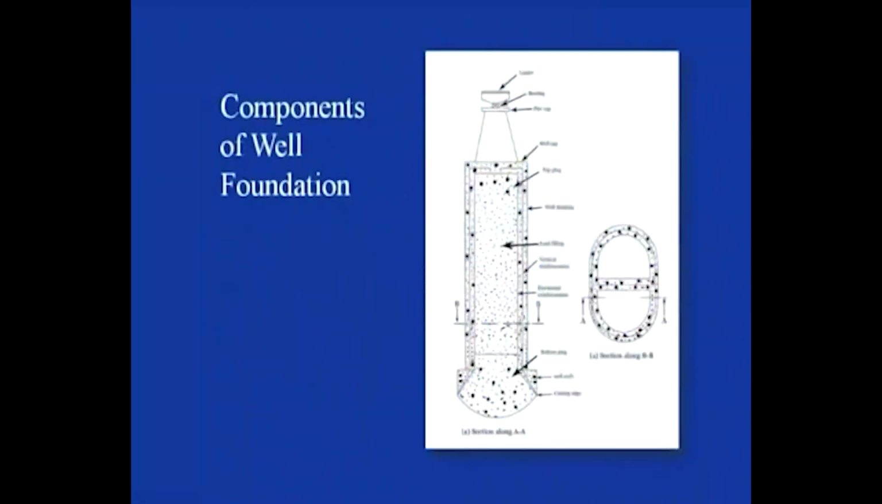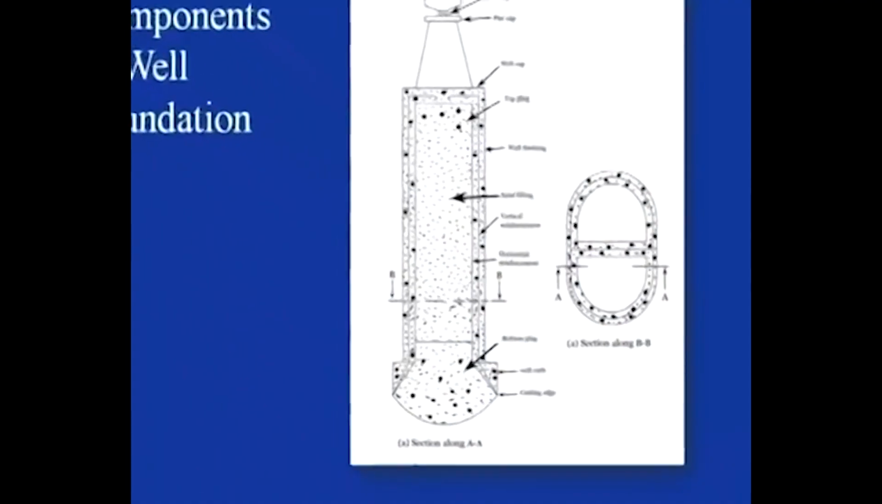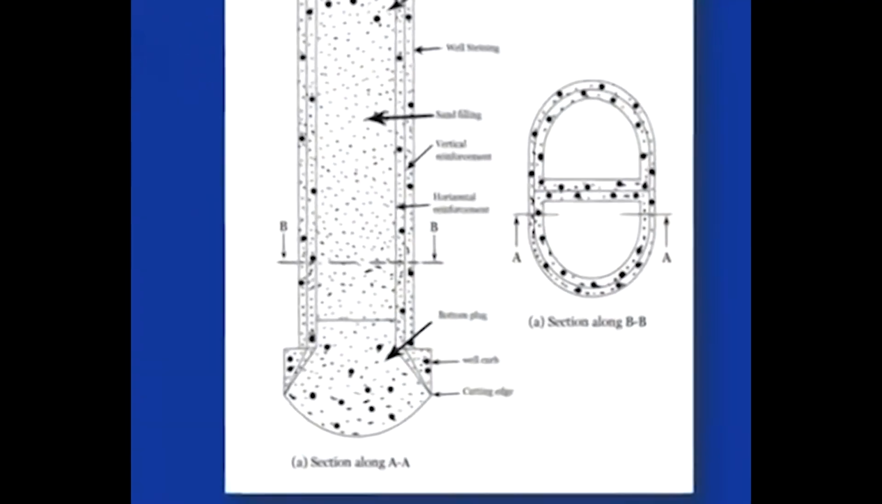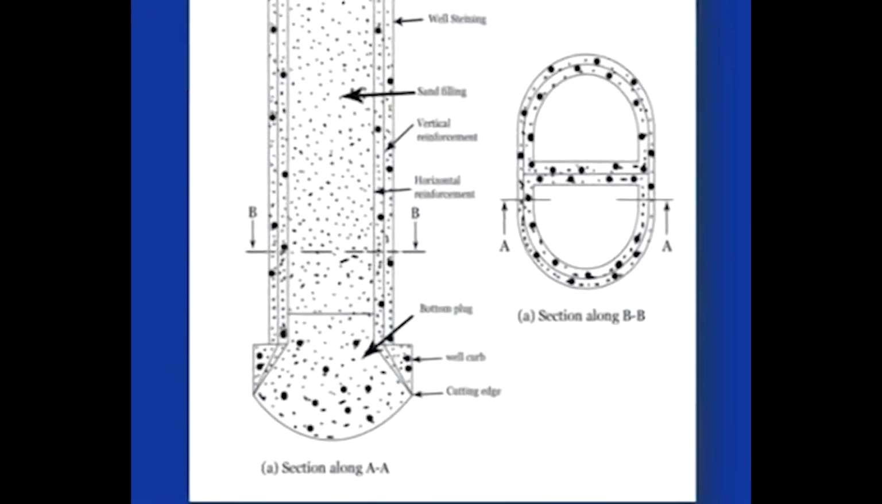You can see here that once this well has reached a particular depth, the bottom portion of the well is plugged with concrete, and this forms the bottom plug. So this is directly in contact with the subsoil, so it directly transfers the load coming from the superstructure to the subsoil. The next component is the dredge hole.